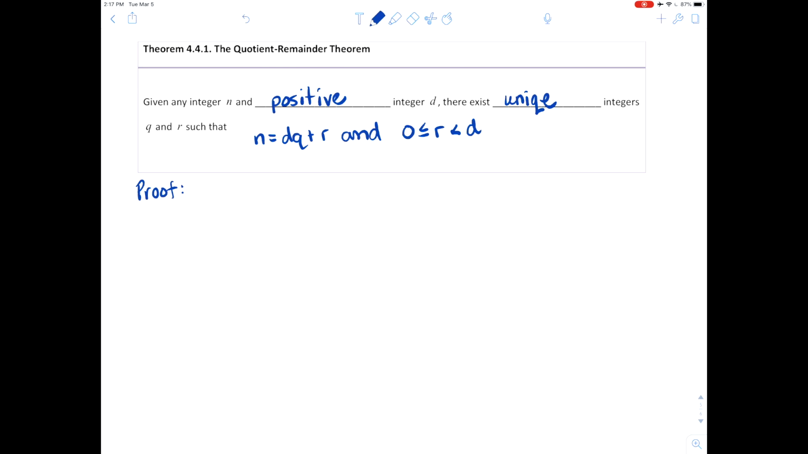Proof. So the evil plan here is to let A equal dq1 plus r1, and let A also equal dq2 plus r2. We're saying, hey, maybe it's not unique, right?